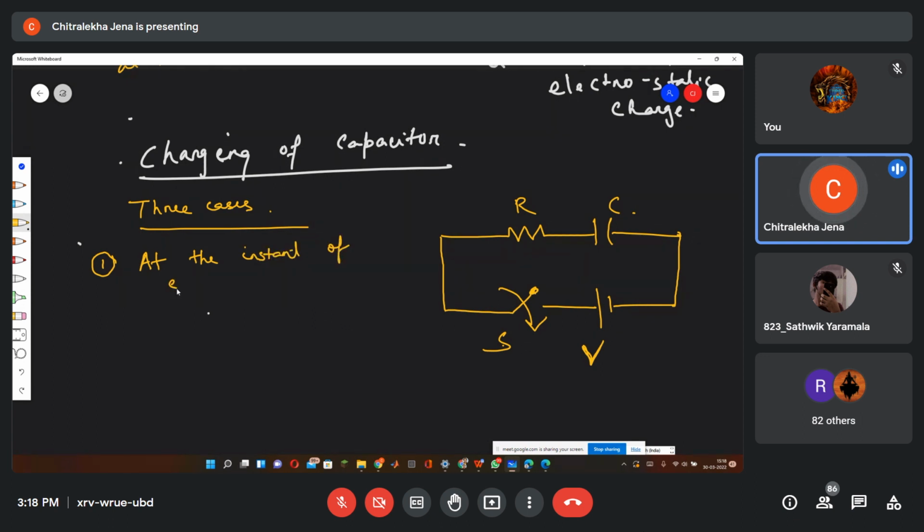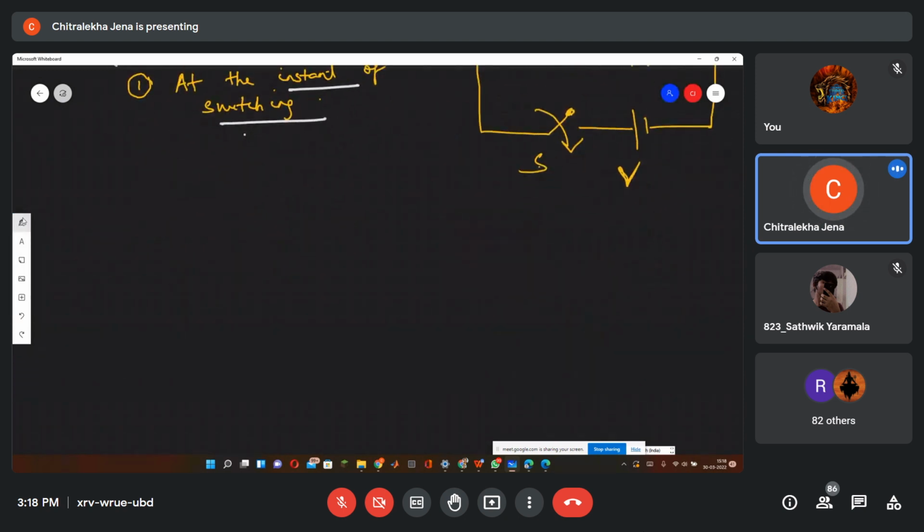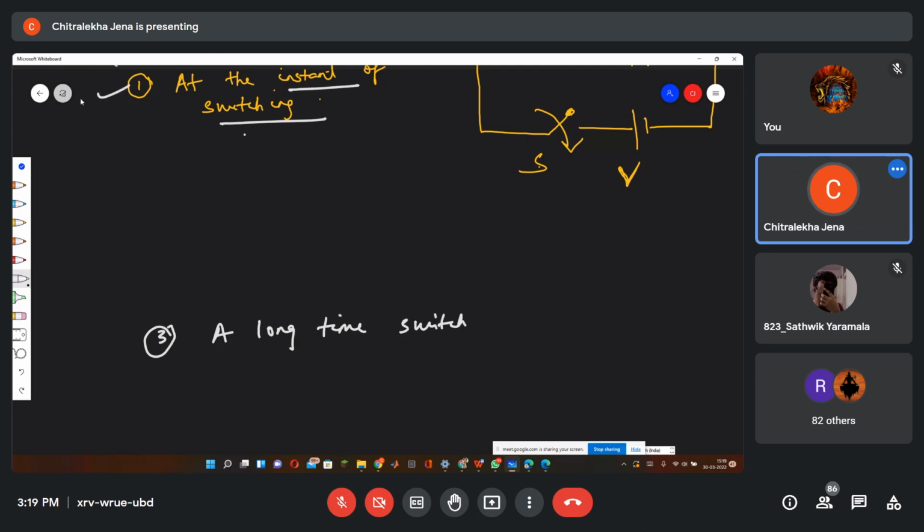That means just at the instant when I am closing the switch, what will happen? The third case is a long time after the switch has been closed. I have attempted closing of the switch at position number 1. Now a long time the switch has been closed. What will be the condition of the circuit?